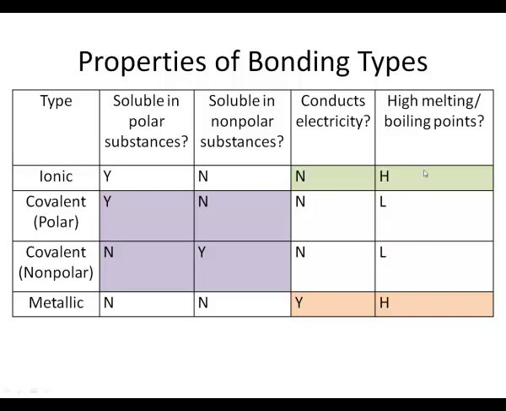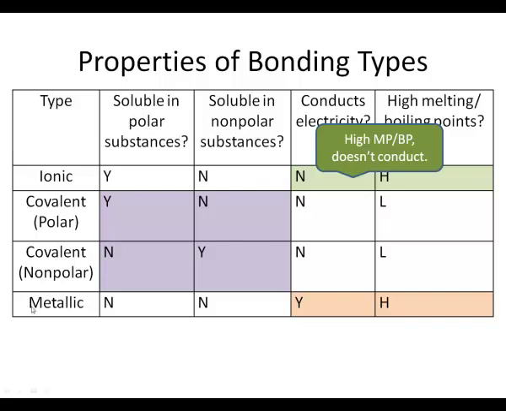Alright, so this is a lab that we did as a virtual lab, and it shows the different properties of the bonding types. The first one is ionic. Key features of the ionic bond: it's got high melting and boiling points, and it does not conduct electricity unless you add it to water. So right away, if you see something that has a high melting and boiling point but doesn't conduct, you know right away that it's going to be ionic.